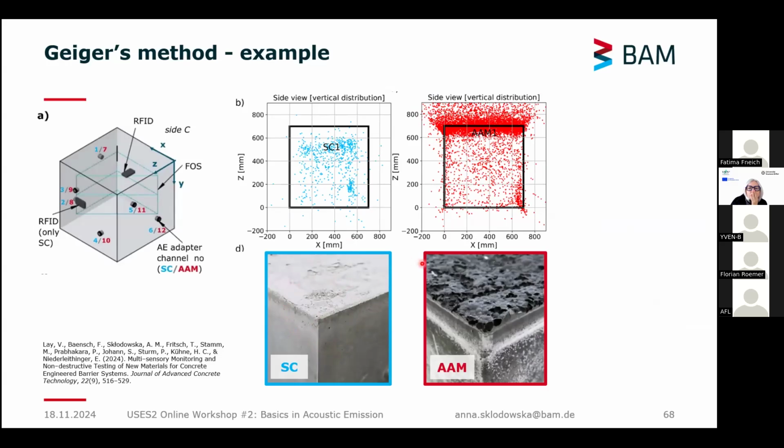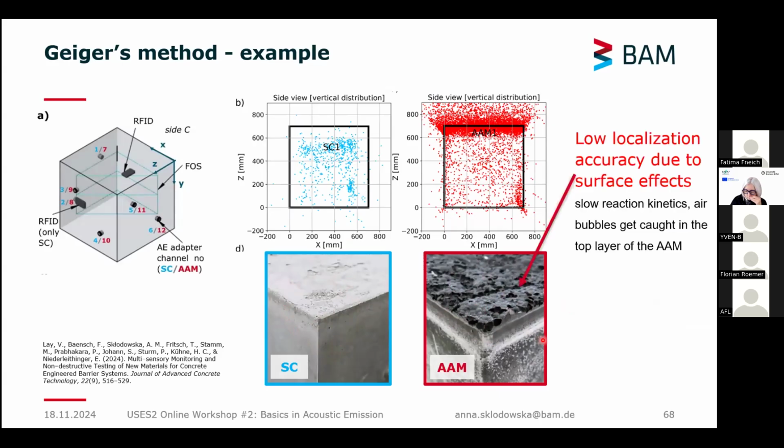a nice concrete, and the other one, during the hardening process, had a lot of bubbles happening on the surface, which are not happening inside. Those are some kind of different acoustic emission events, which are not fitting the assumptions of the Geiger method, and therefore, due to the surface effect, we have a low localization accuracy.